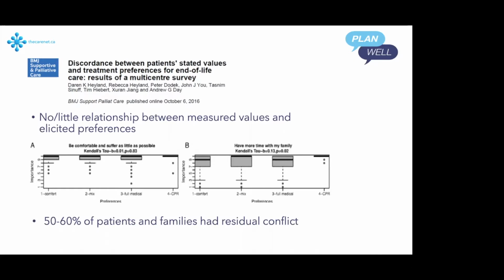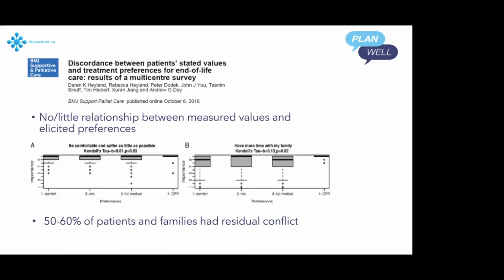I'm just showing you the plots: whether you thought being comfortable was important didn't differ in terms of your choice of comfort care, full medical care, or CPR, or something in between. And we had plots like this for all of those different value statements. And so there was no relationship between expressed values and elicited preferences.